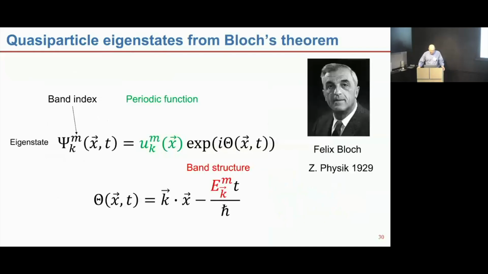Now, we know that in a solid, we can describe wave functions by Bloch eigenstates of the Schrödinger equation with periodic potential. Bloch told us how to do this. There's a periodic function times e to the i times a phase, and this phase is also a k dot x term, like the light phase. And then this term, of course, has the eigenvalues, which are the band structure. So this is our dynamical phase.